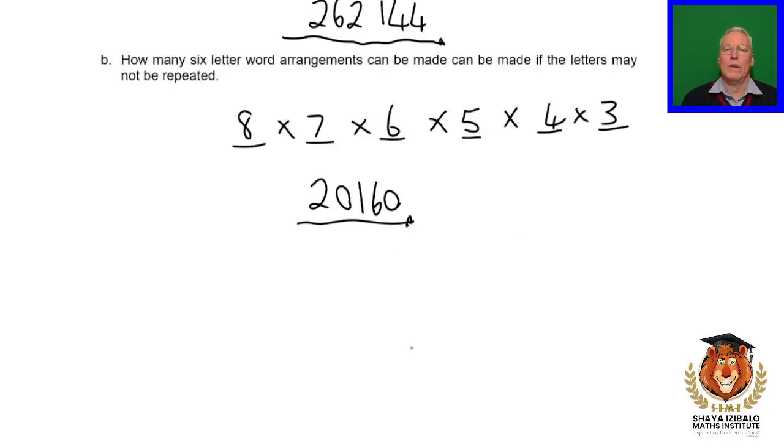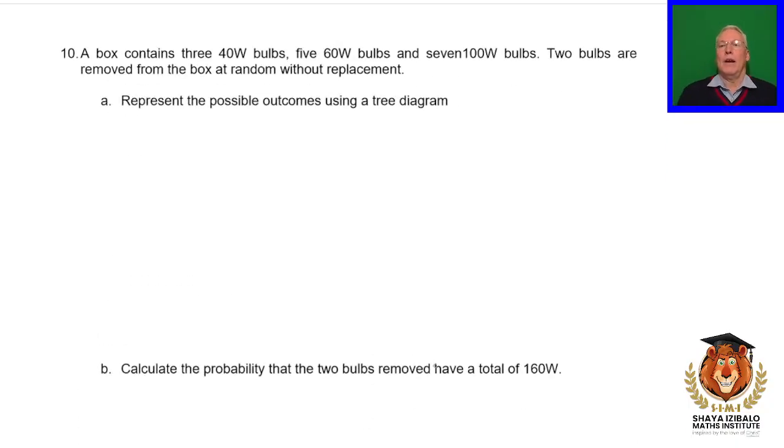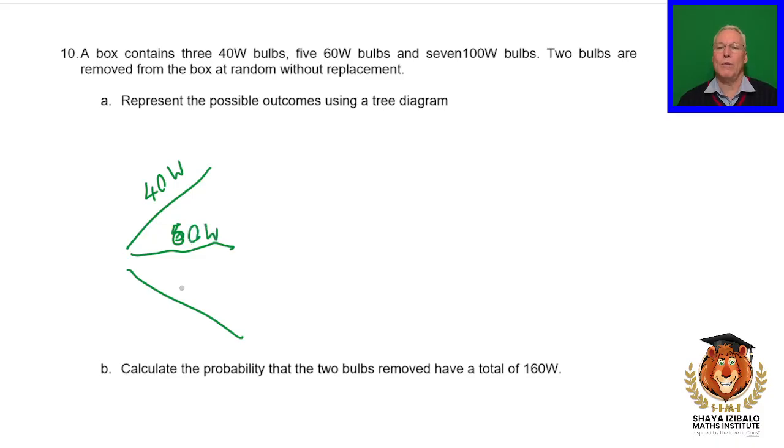20,160. Okay. A box contains 3 40-watt bulbs, 5 60-watt bulbs, and 7 100-watt bulbs. 2 bulbs are removed without replacement. All right, so it asks us to draw a tree diagram. So the first bulb that we're going to remove, there are 3 possible outcomes. We either get a 40-watt, a 60-watt, or we get a 100-watt.